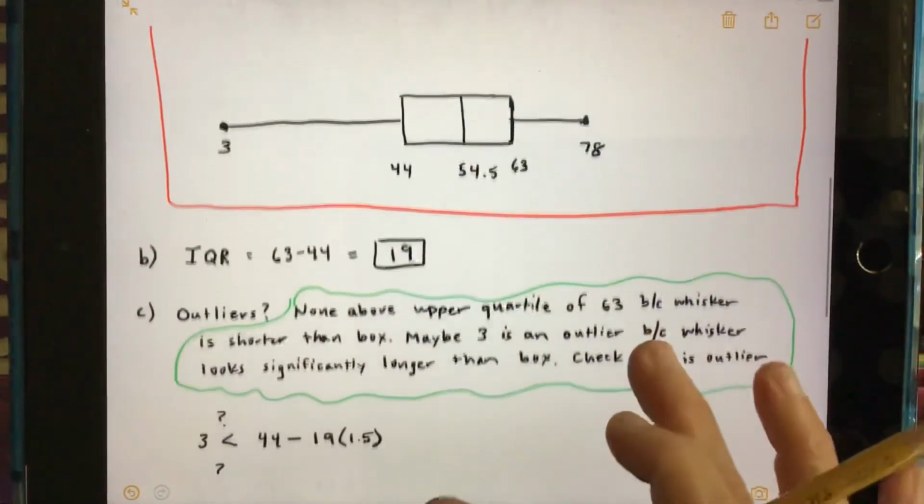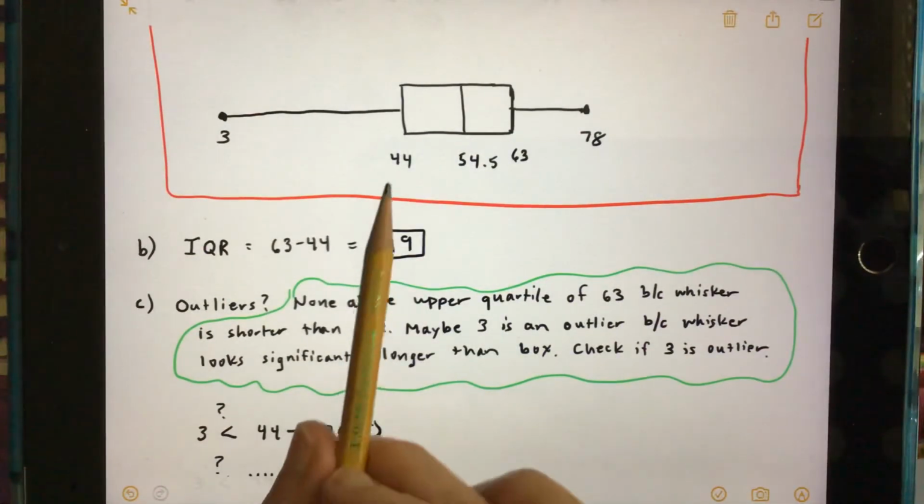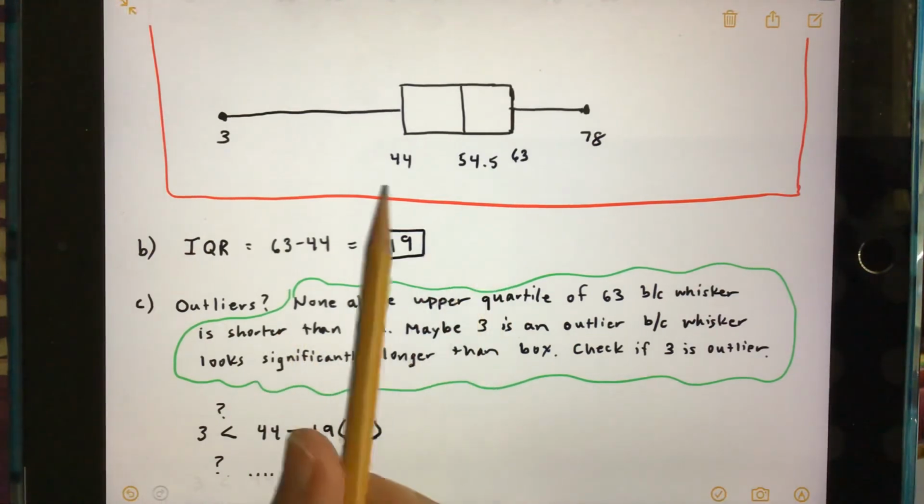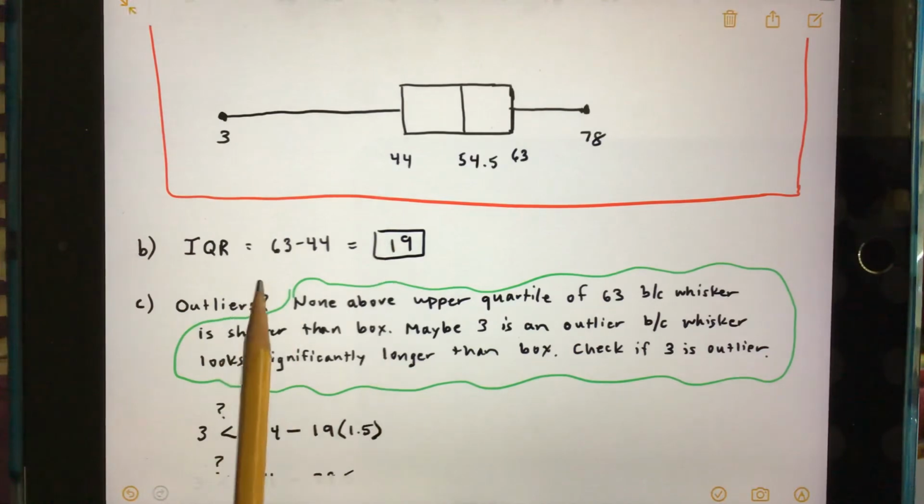All right. Part B, find the IQR. That's the interquartile range. That's the length of the box, your middle 50% of your data. How does it spread out? Well, you find the difference between the upper quartile and the lower quartile. So 63 minus 44, and that's 19. So the middle 50% of the data spreads out $19 worth. So that's the information we get from the IQR.